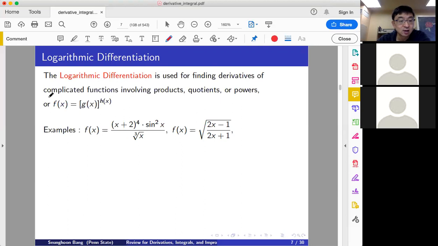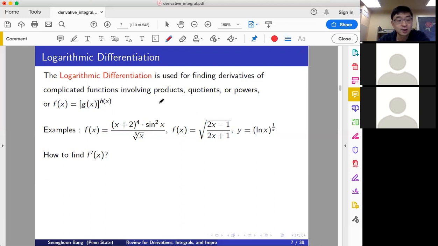Exactly, a complicated function here involving product, quotient, and power, right? Same for the quotient, you can change this one to (2x minus 1) over (2x plus 1) to the power 1 half, like a power form. Or y equals ln of x to the power 1 over x, exactly g of x to the h of x form. How to find the derivative?